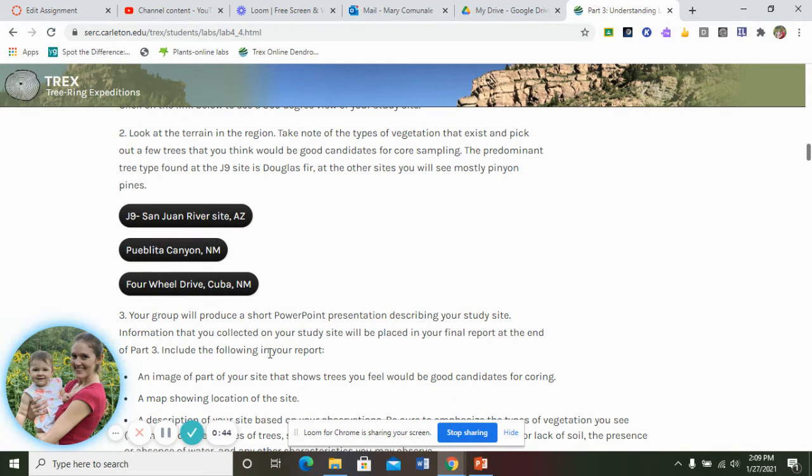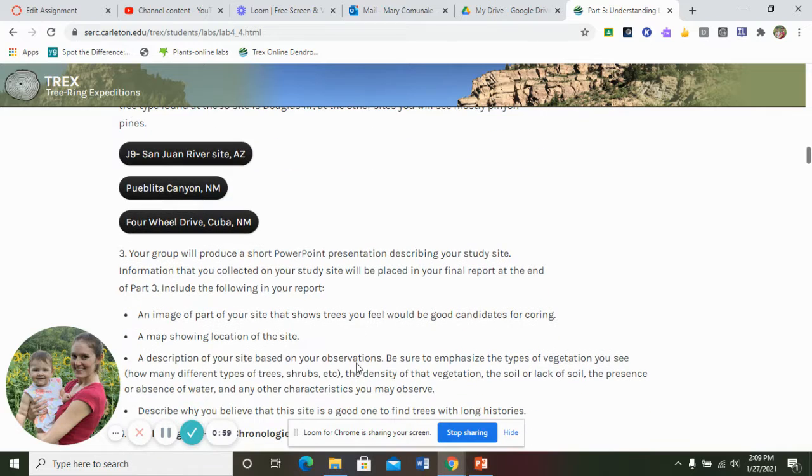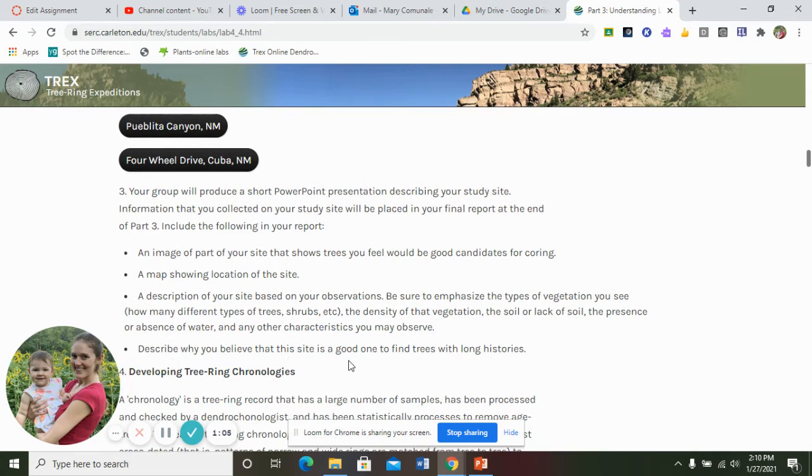These are the 3 potentials that you can go to. You can go to the San Juan River site in Arizona, the Pueblita Canyon, New Mexico, or Four-Wheel Drive Cuba in New Mexico. You'll need to have an image from part of your site that shows trees you feel would be good candidates for coring, and a map showing the location of your site.